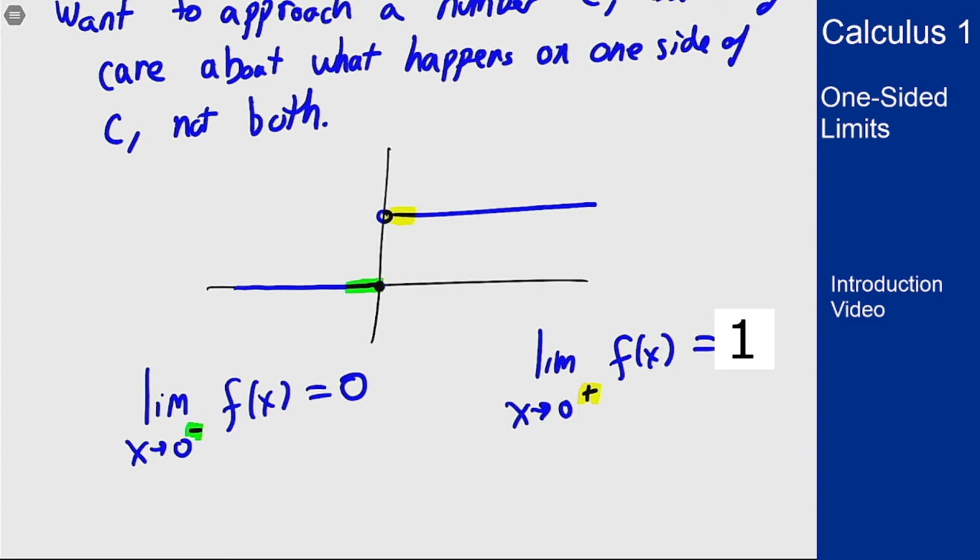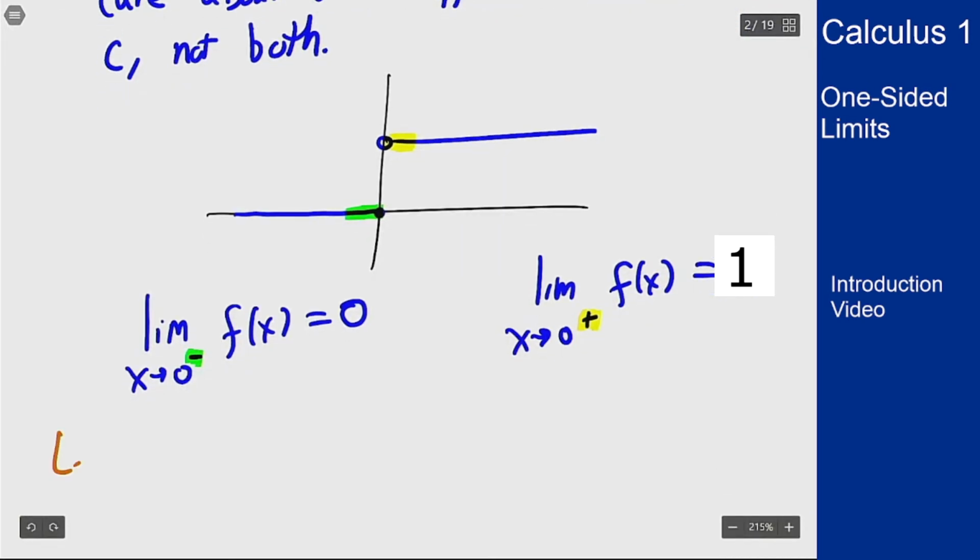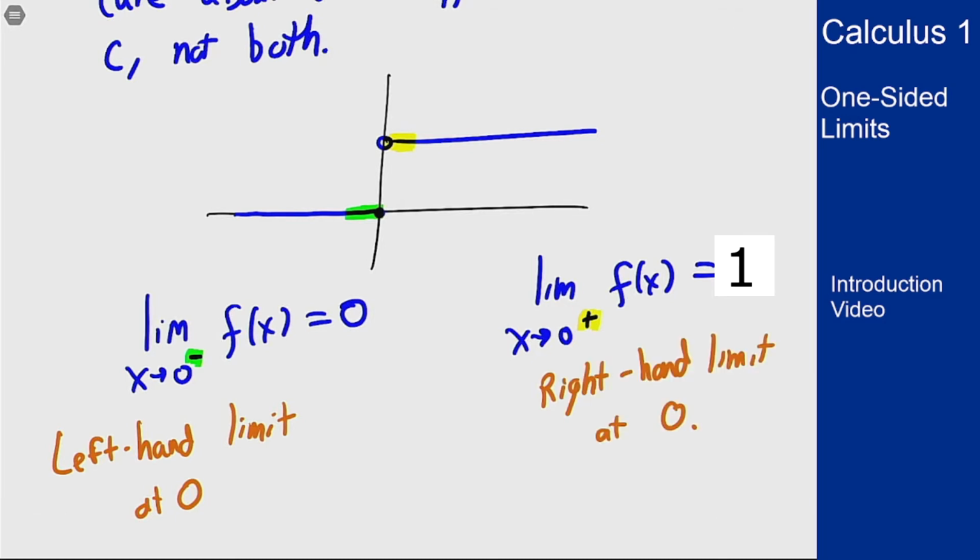So these are called left and right hand limits respectively because we're coming from the left or right side of the point. The negative sign here is the left hand limit at 0, and the plus sign here is the right hand limit. The basic point of this is it takes care of our jump issue. We can still talk about what's happening to a function, even if it has a jump. We can still say the left hand limit or the right hand limit exist independent of whether or not there's a jump at that value.